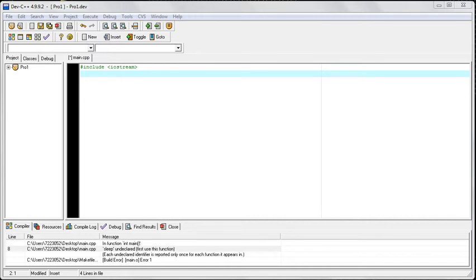Okay, the next thing that you want to write after you have told the computer what you're going to be working with, which is your libraries, is you need to tell the computer what part of those libraries you're going to be using. And we do this by typing the command using namespace std, that stands for standard, and we follow that up with a semicolon.